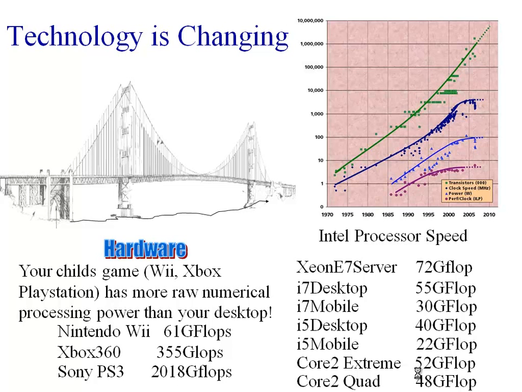Here's a quick plot showing what happened. Back in 2000, the chip makers hit a wall. They couldn't make the chips go any faster. On the right, here's Intel's latest spec. I got this last night from their website. These are their fastest chips, and these are the gigaflops that they run at. The Xeon server is a 12-core machine. As you see, my child's game has more computational power than the most expensive Intel chip.